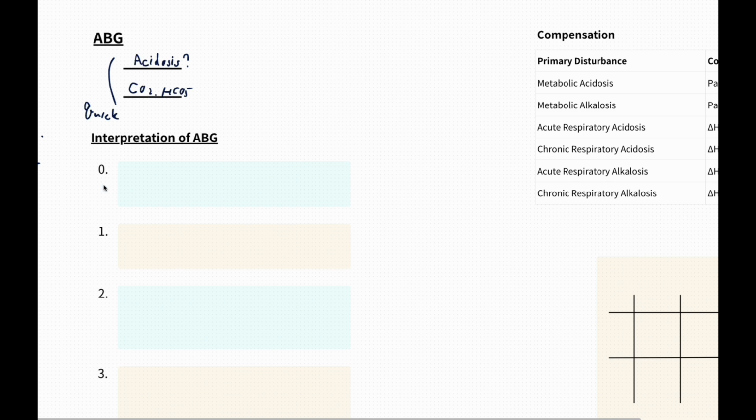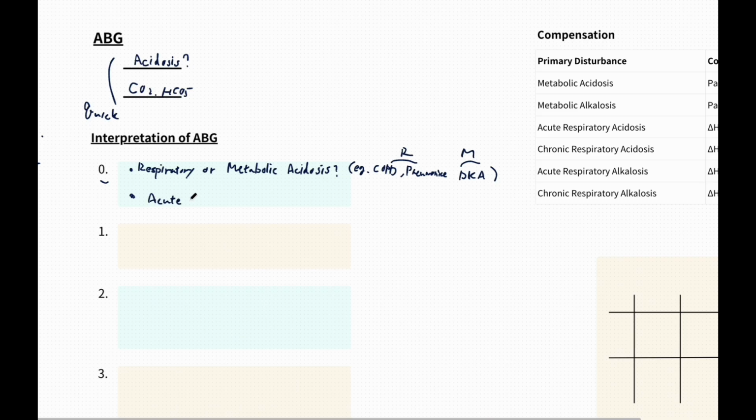Before looking at the numbers, start by asking, is there respiratory acidosis or is there metabolic acidosis? Could this be COPD exacerbation, pneumonia, or diabetic ketoacidosis? Also, ask yourself, is this an acute problem or is it chronic? Forming this hypothesis at the beginning is not emphasized much in classroom lectures, but it is one of the most important steps for improving your clinical reasoning.